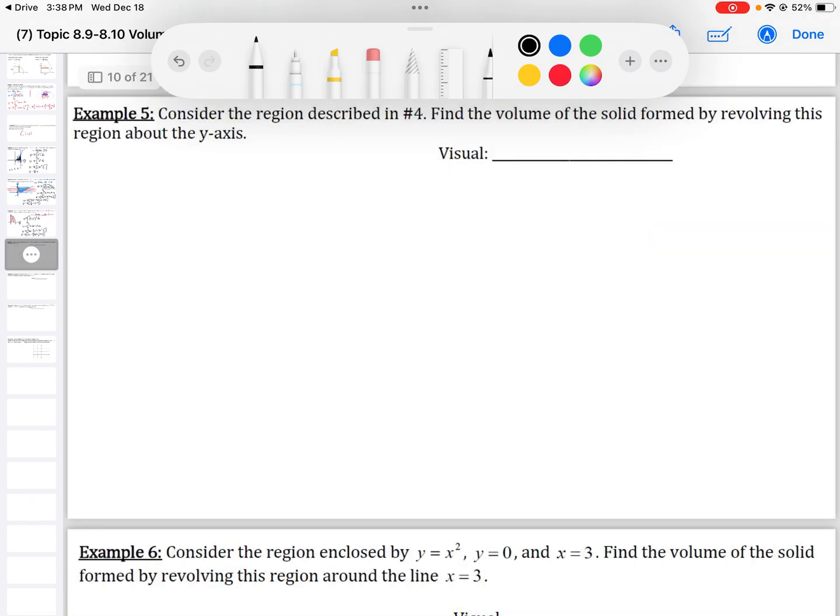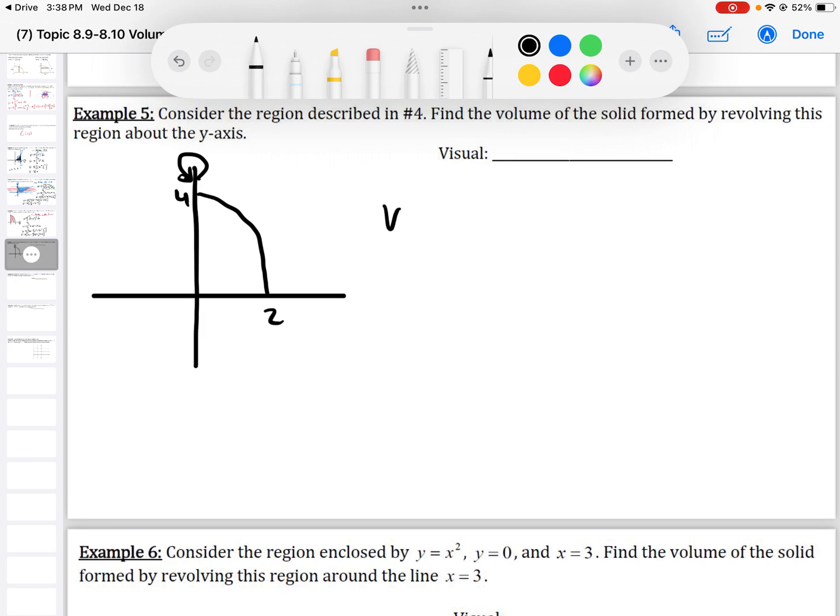All right, so let's do number 5, which is the exact same shape, but this time, let me draw a little better. This is 2, this is 4. This time we're rotating around the y-axis. So the volume would be pi from 0 to 4 dy.